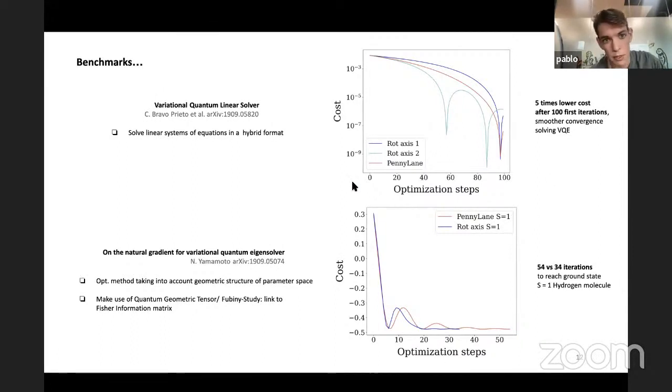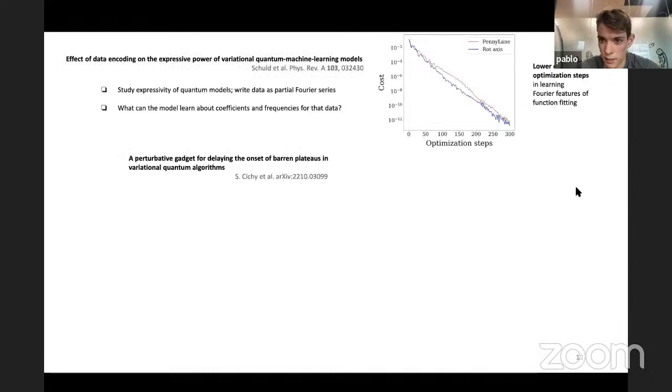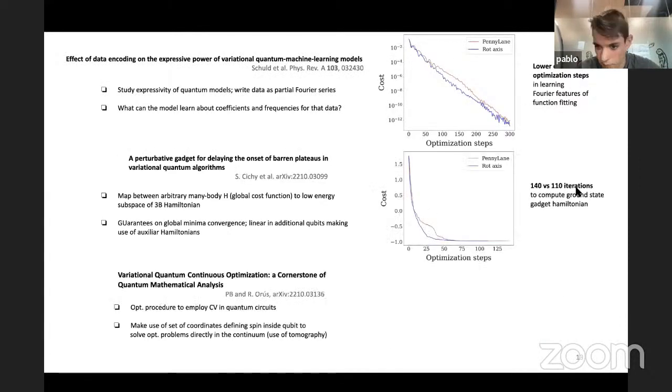This variational quantum linear solver, in which you perform a hybrid algorithm in order to solve a linear system of equations. Here you have the original, the red one, solution for your optimization procedure, and then the green and blue ones for the ones obtained by means of this rotational reference frame. Again, for this paper in here, since I'm running out of time, let me just go a bit fast.